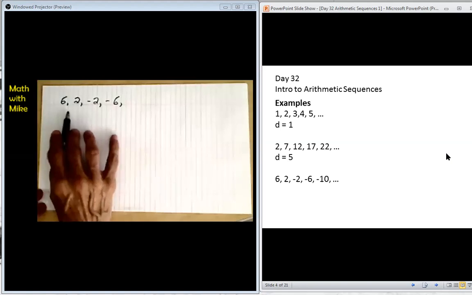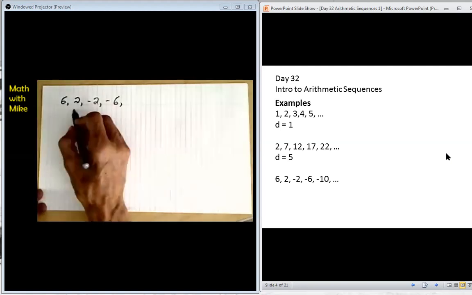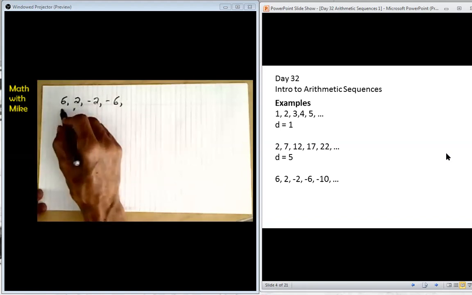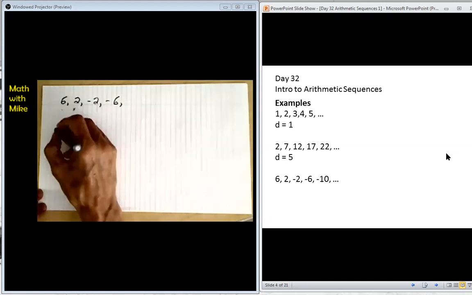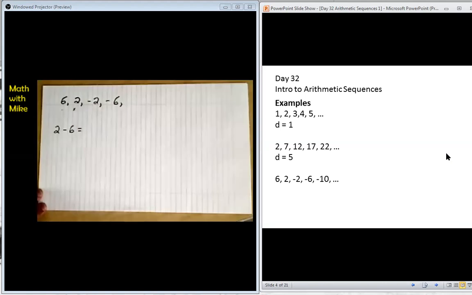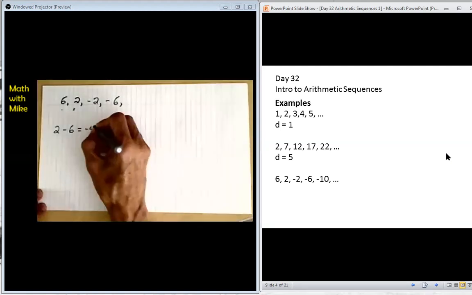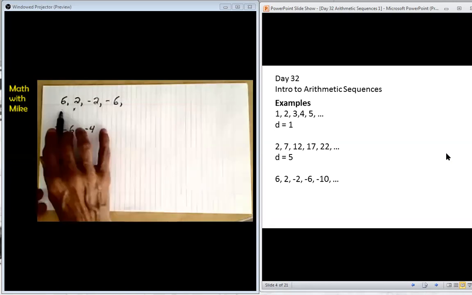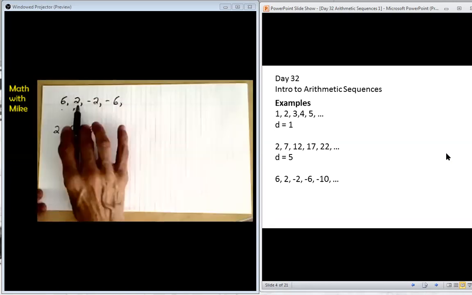Yeah, minus 4. Watch, you take one number and you subtract the number in front of it. Okay, so you got a 2, you're going to subtract 6, that's the number in front of it. What do you get? 4. Yeah, minus 4, exactly. Okay, so that takes care of those two. We can try with the next ones.